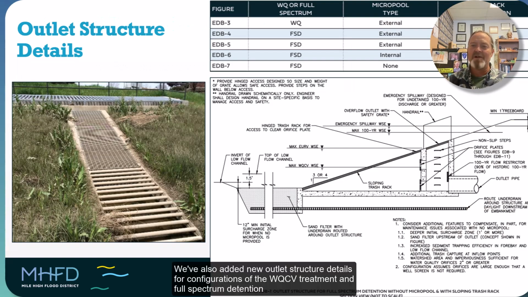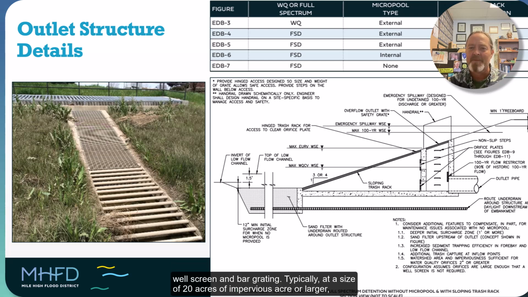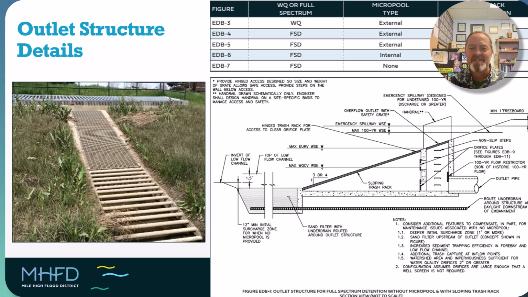We've also added new outlet structure details for configurations of the WQCV treatment and full spectrum detention with different combinations of micropool and trash racks. This detail shows an option for a sand filter micropool alternative, which is a new option in Chapter 4. Muller also expanded guidance on trash racks, including well screen and bar grading. Typically, at a size of 20 acres of impervious area or larger, you can use bar grading instead of well screen, and this has huge benefits in terms of minimizing clogging and maintenance.